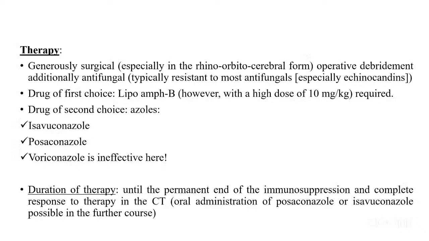Therapy is generally surgical therapy with antifungal therapy, especially in the rhino-orbital cerebral form. Recurrent debridements are required along with antifungals. Drug of first choice is liposomal amphotericin B. High doses, 10 mg per kg, are required in this one. Drug of second choice is azole: isavuconazole, posaconazole; voriconazole is ineffective in this condition. Duration of therapy is until the permanent end of the immunosuppression or complete response of the therapy shown in the CT.